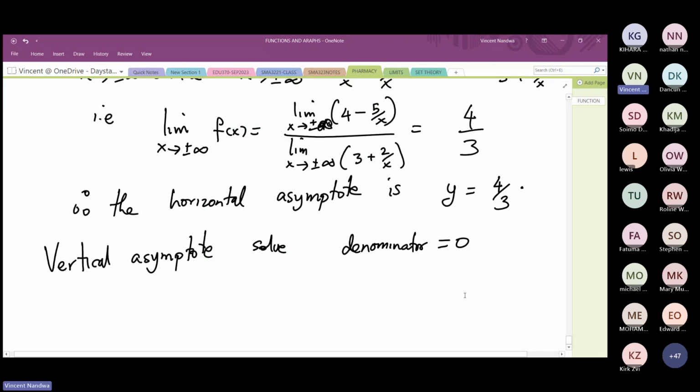So we are saying denominator equals 0 because what determines the vertical lines, for this type of rational function, are those values of x which give you an undefined value for the denominator. So in our case, we have f of x given by 4x minus 5 over 3x plus 2. So when you solve, pick the denominator and equate to 0.